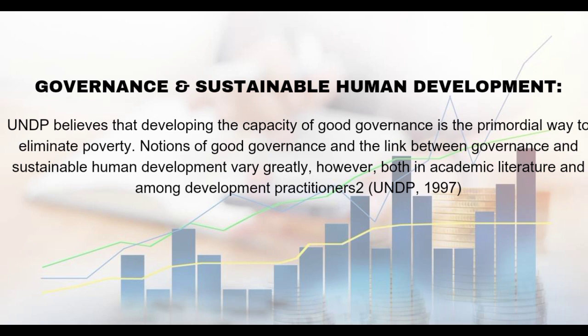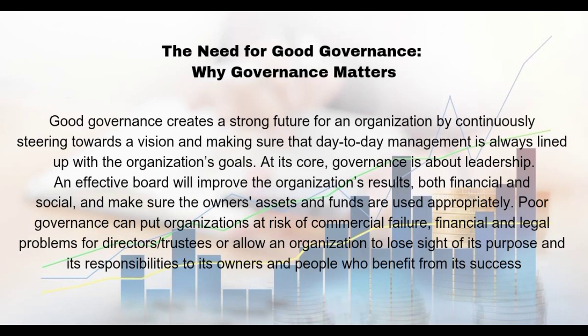Governance and Sustainable Human Development. UNDP believes that developing the capacity of good governance is the primordial way to eliminate poverty. Notions of good governance and the link between governance and sustainable human development vary greatly, however, both in academic literature and among development practitioners too, UNDP 1997. So governance and sustainable human development are interconnected to maintain and prevent the rise of poverty and corruption and the problems in our society.